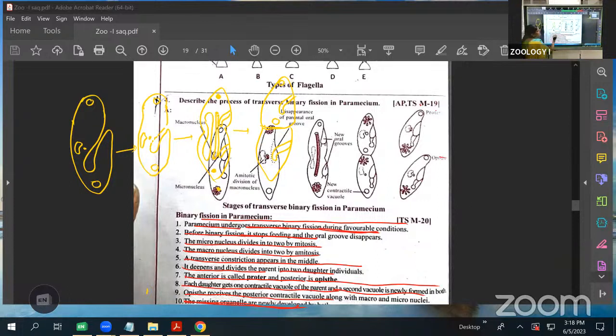Next, the macronucleus, micronucleus, macronucleus, micronucleus. That's all. Both the contractile vacuoles appear. They divide and form one here and one here also.